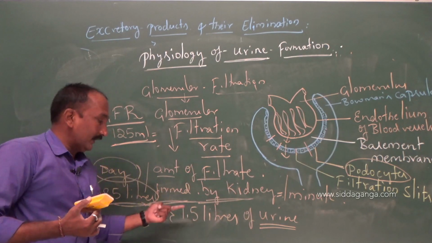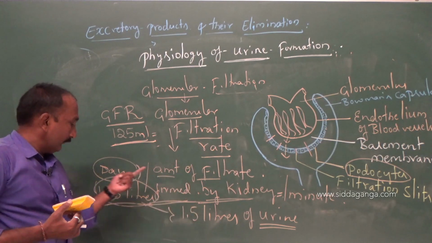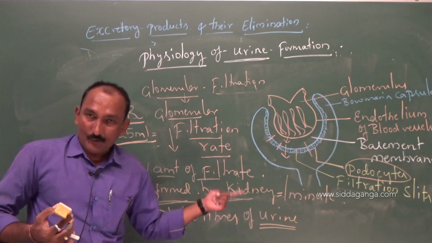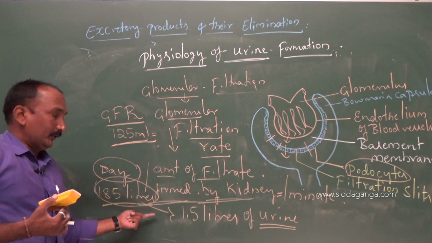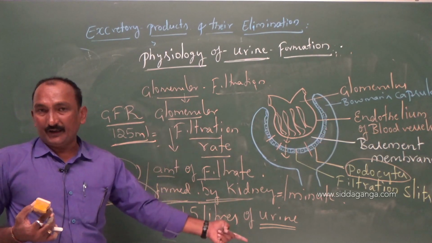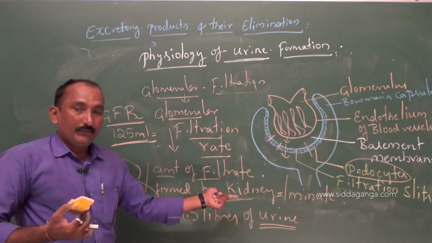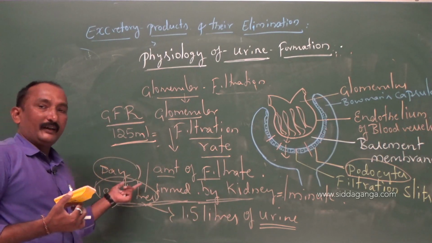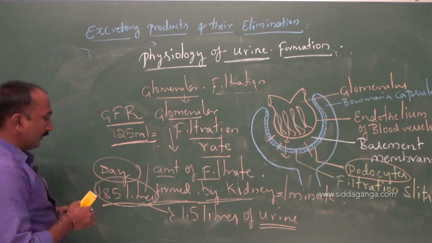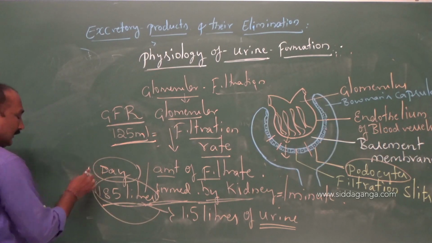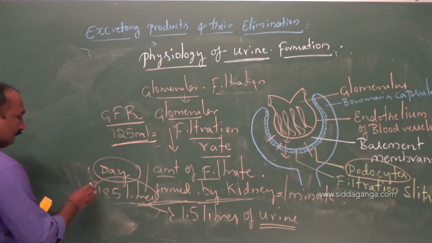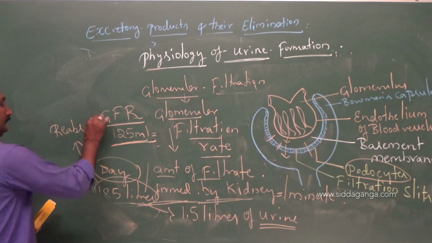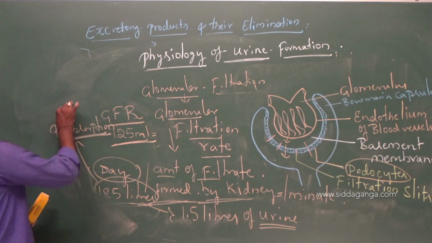How much quantity is being reduced from 185 liters to 1.5 liters of urine? The question arises, how is it going to take place? What is the mechanism involved in the formation of 1.5 liters of urine from 185 liters of filtrate? This conversion is mainly because of reabsorption, reabsorption of water.